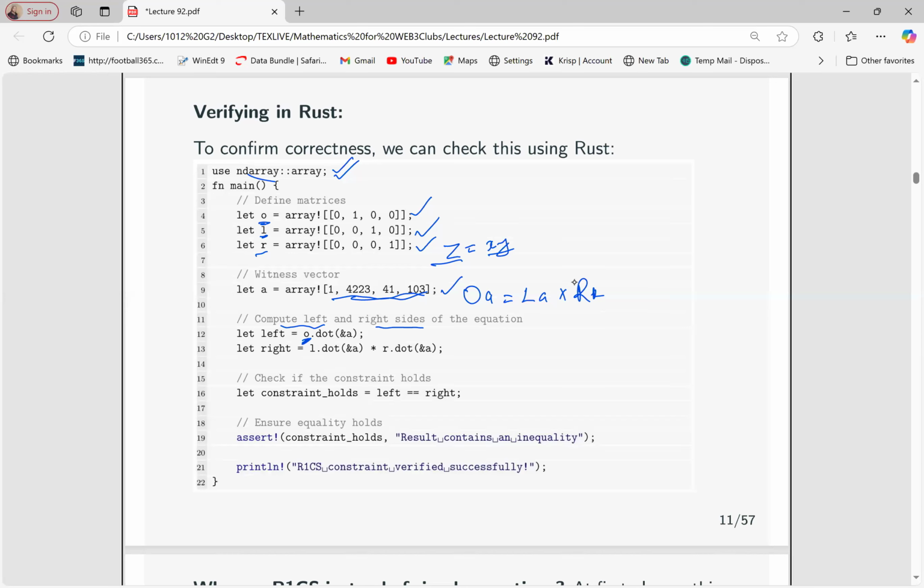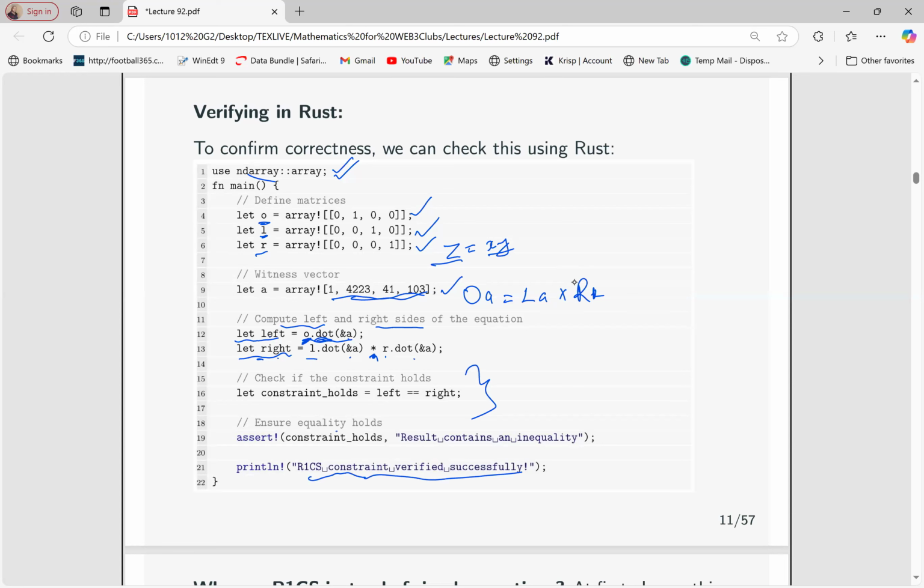So this is what the Rust code is now doing for us. It finds for me the left side. Dot here means multiplication. So O times A, and then the right side, L times A multiplied by R times A. And then after you've found the left side and found the right side, I'm telling it to now check if the left side and the right side are equal. Now check if they're equal. And if they're equal, then it means that the rank 1 constraint system has been verified.